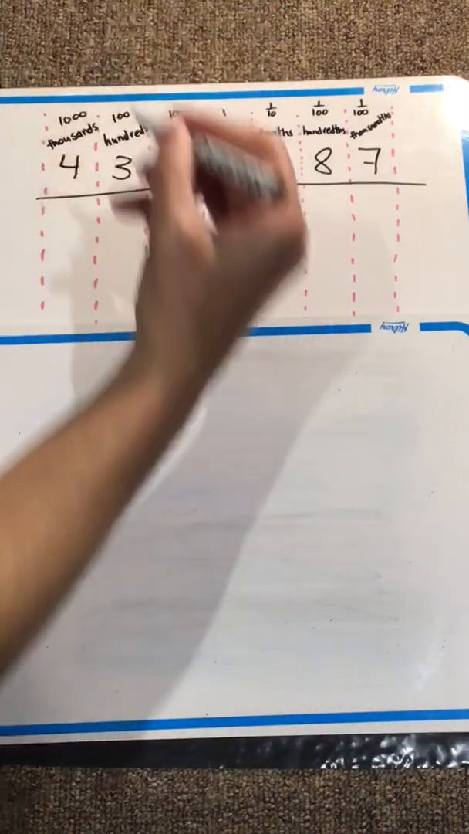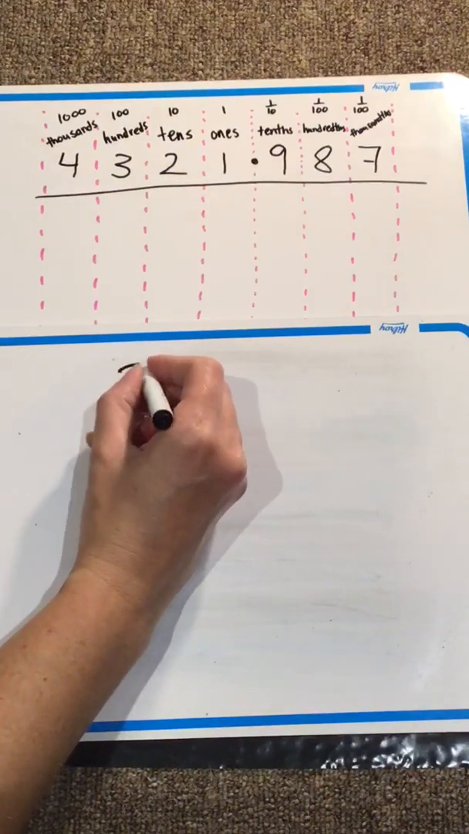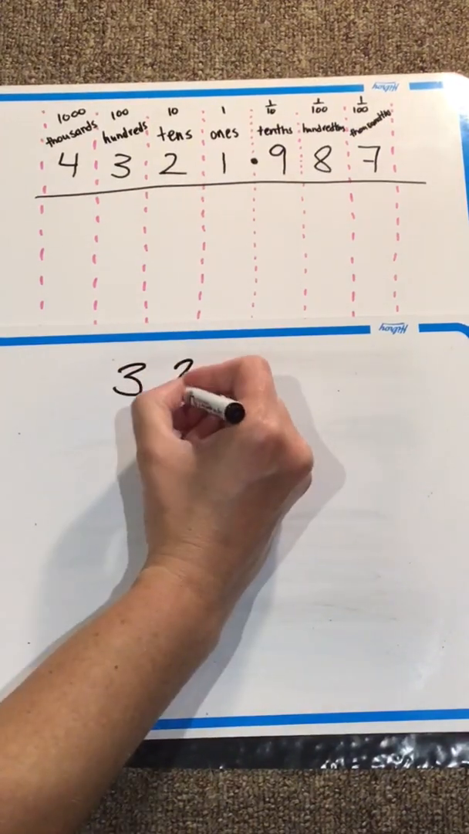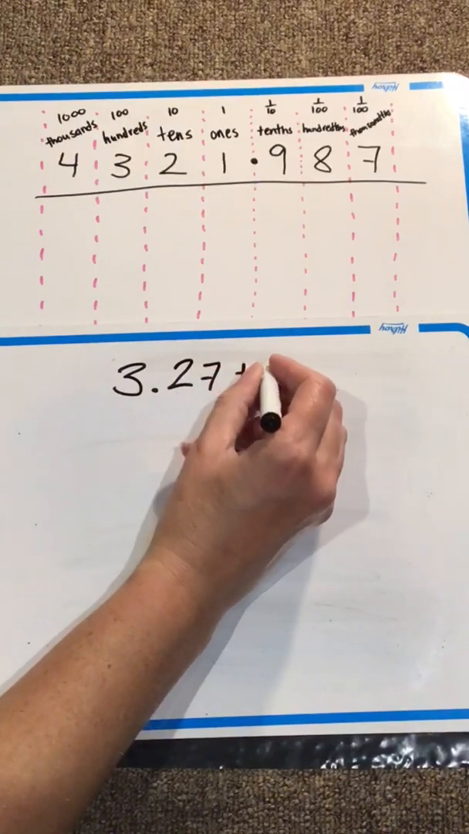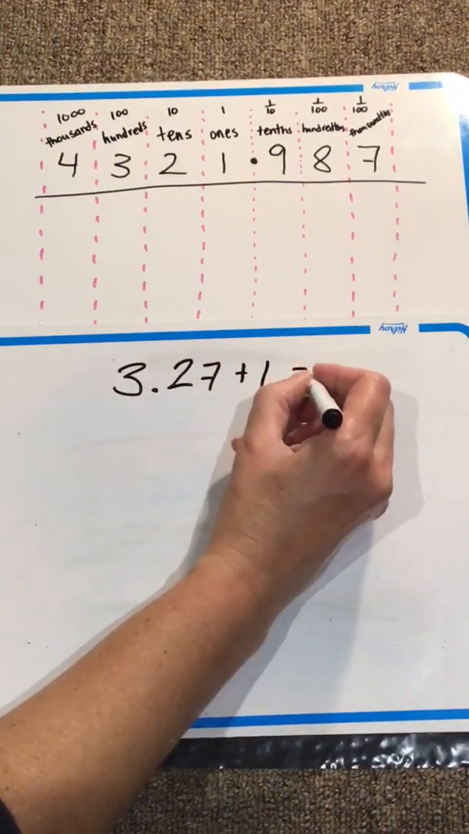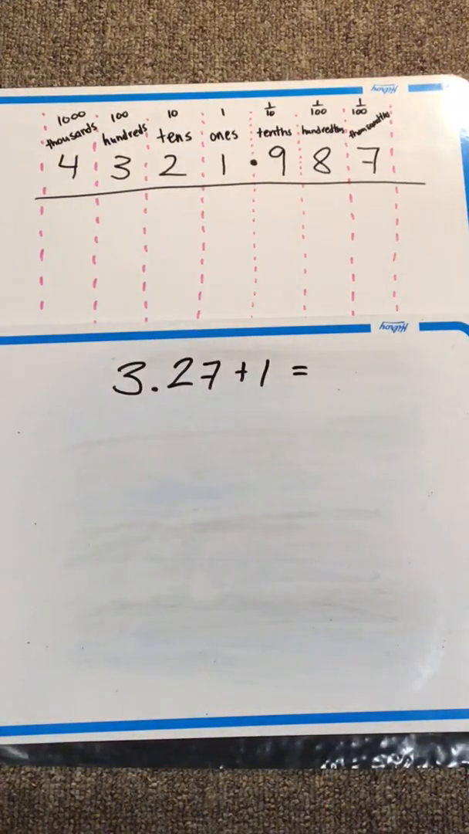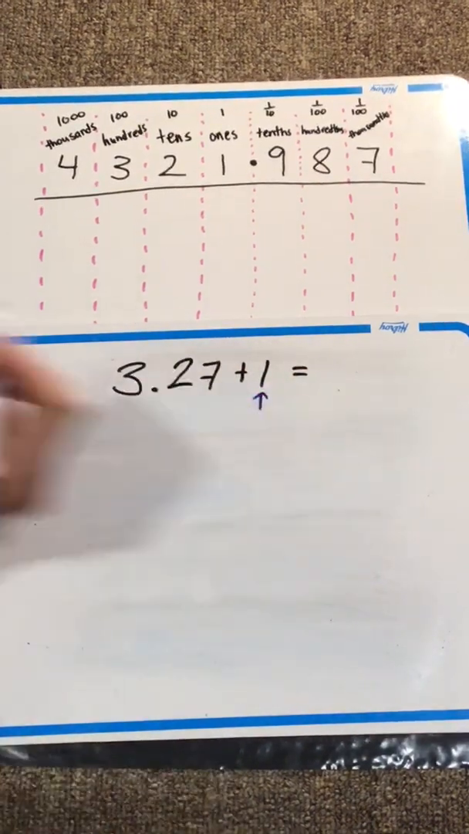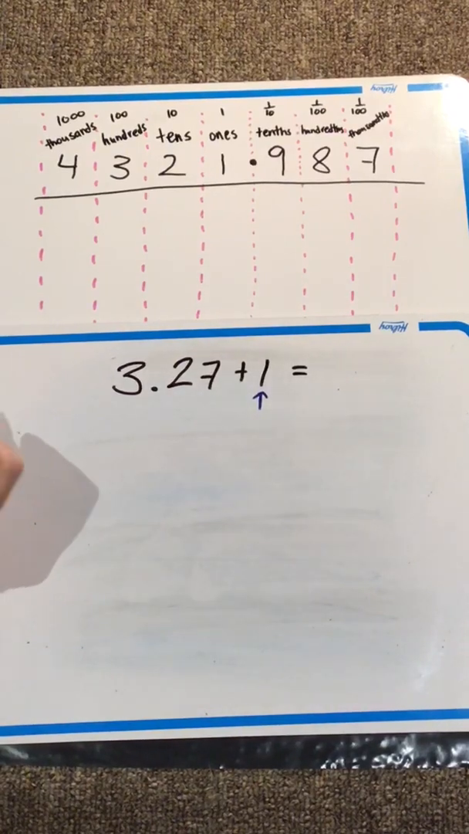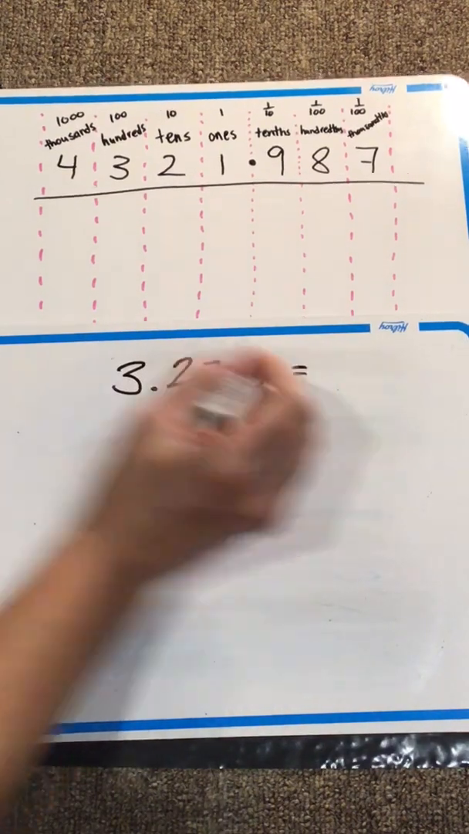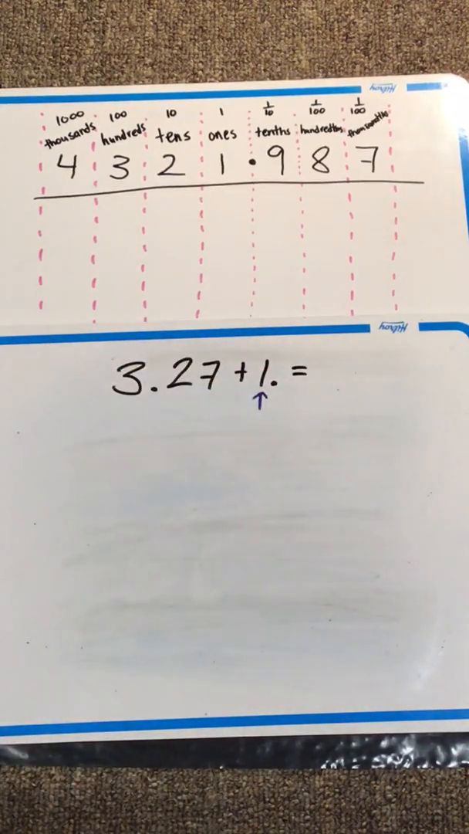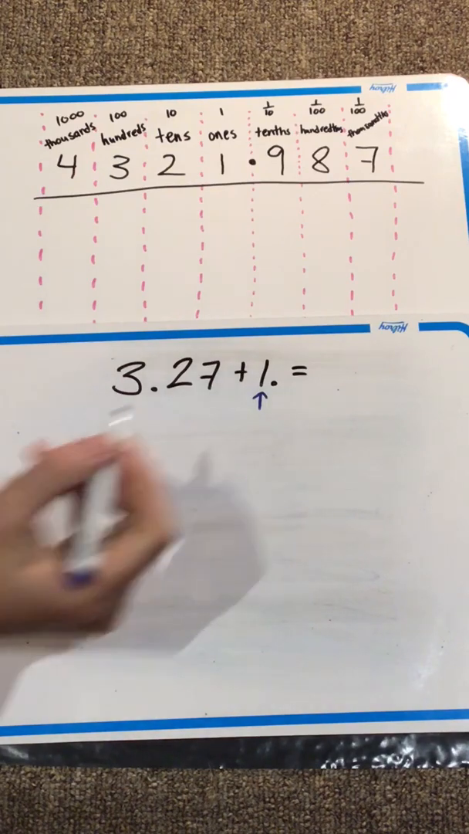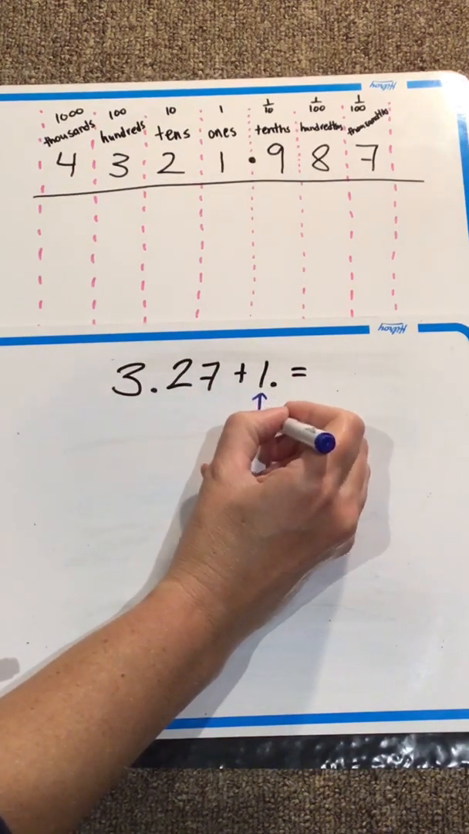Okay, let's try another one here. So what do I have? 3.27 plus 1. Okay, so we check to see what column this digit is in. It doesn't have a decimal point, so any number that we don't put the decimal point in means it's going to be to the right of that number, right? So this is going to be in the ones column.